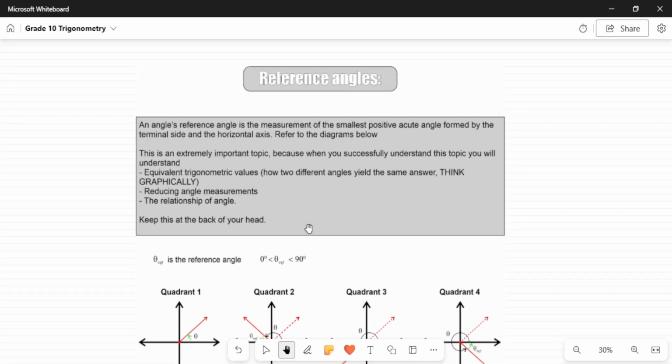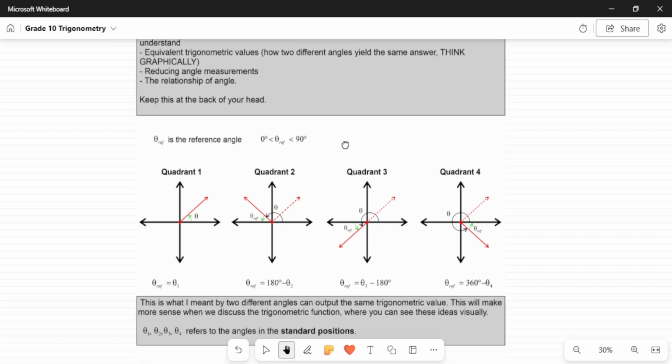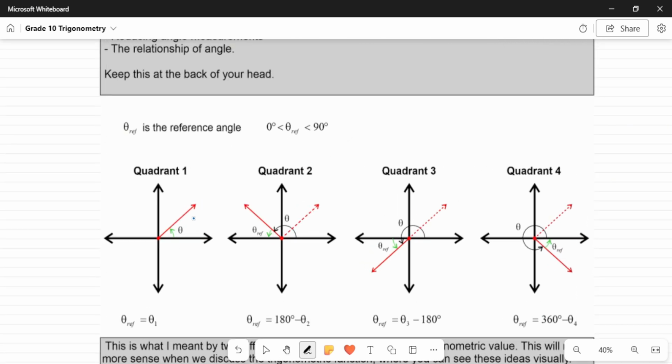Reference angles. An angle's reference angle is the measurement of the smallest positive acute angle formed by the terminal side and the horizontal axis. Refer to the diagram below. Look at this. The reference angle is this angle here. So if you have a point in quadrant 1, and if I draw a terminal ray, this is the reference angle. If I have a point in quadrant 2 and I draw a terminal ray, then this is the reference angle, this one here.